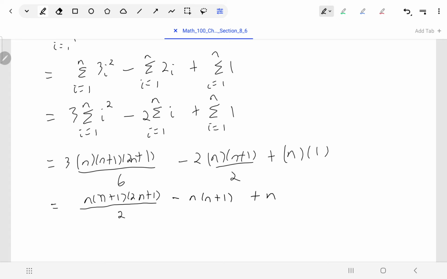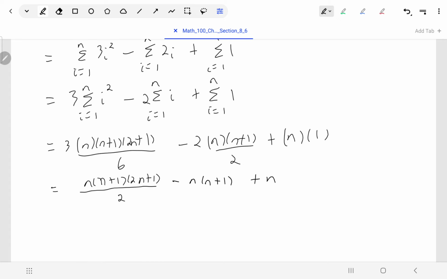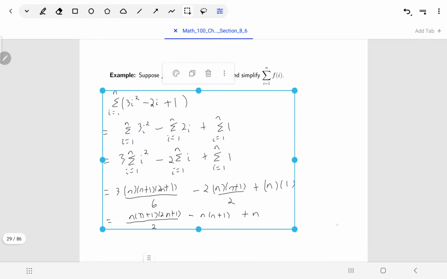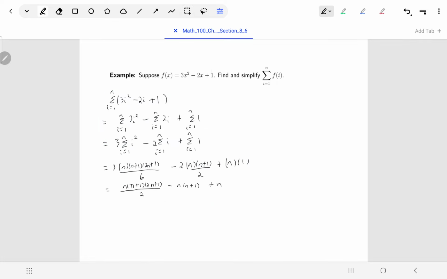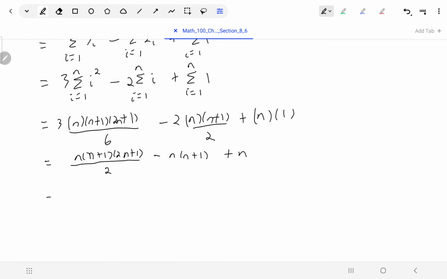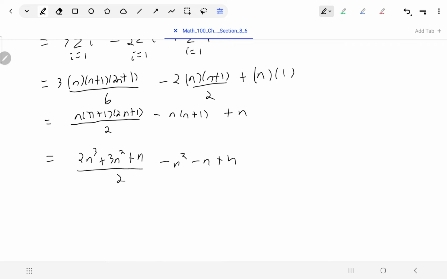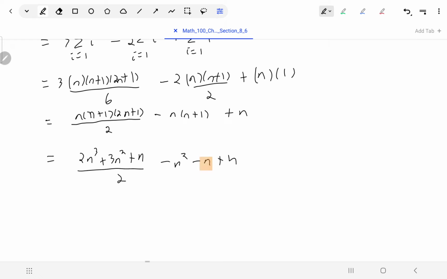and then plus n. And if I wanted to go one step further, and why not, I could expand and simplify a little bit here. The expanding isn't too hard to do on the left-hand side. If I were to multiply the numerator out for my first fraction, I would have 2n cubed plus 3n squared plus n all over 2. If I were to expand the next two terms, I'd have a minus n times n and a minus n times 1. And that's kind of nice because now the minus n and the plus n will cancel each other out.